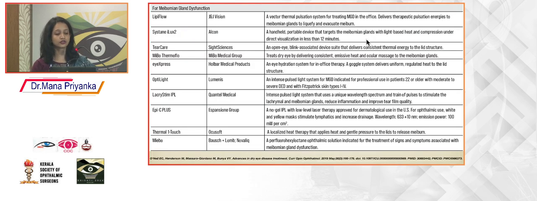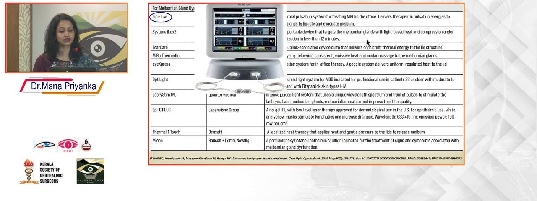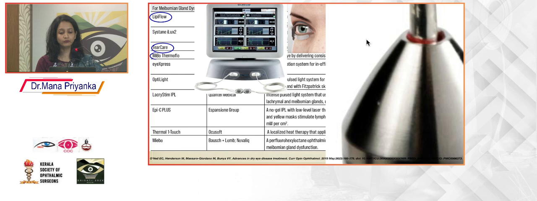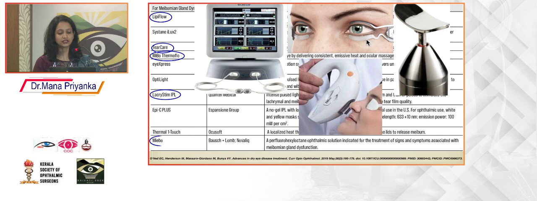And to treat meibomian gland dysfunction, we know that a lot of options are there in the market, like LipiFlow, IPL, TearCare, Meibothermoflow. All these essentially give heat to the meibomian glands, liquefy the meibum, and that is extracted from the glands. Meibo is another drug containing perfluorohexyloctane, which increases the lipid layer of the tear film and controls the evaporation.